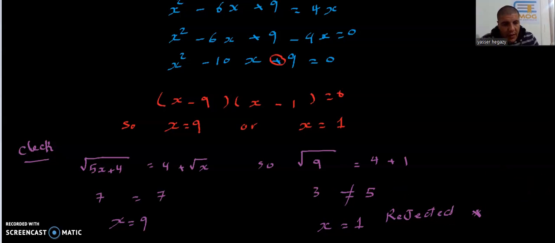So the solution set is equal to only the set of 9. That's it. Problem 5 and Got it 5.